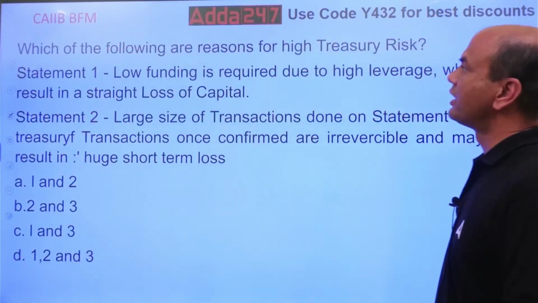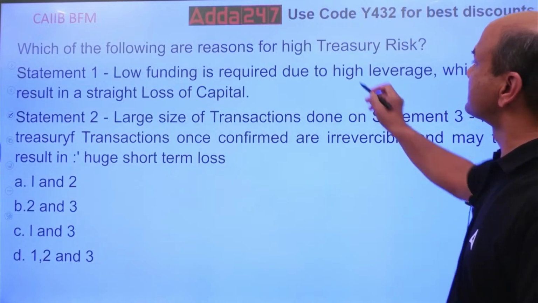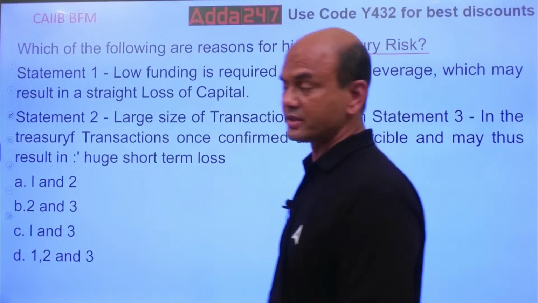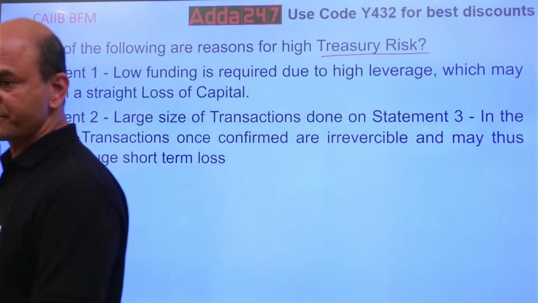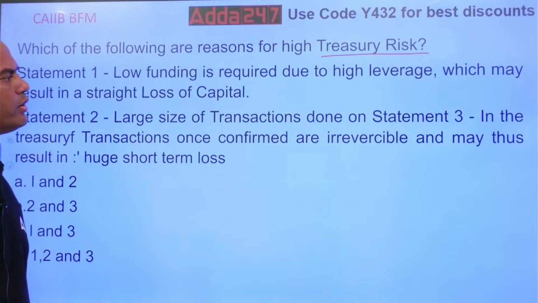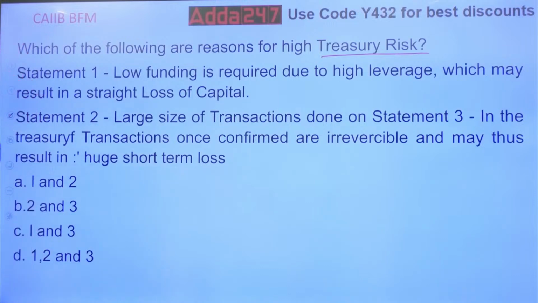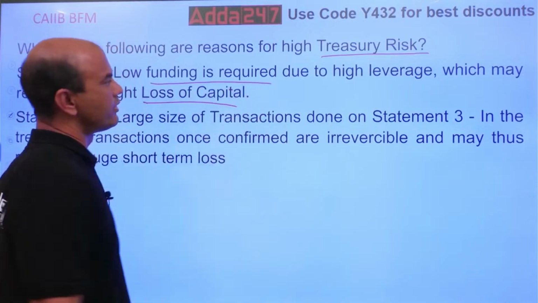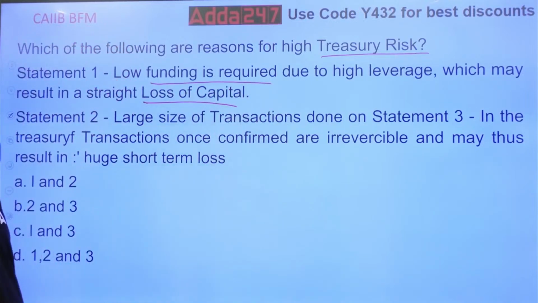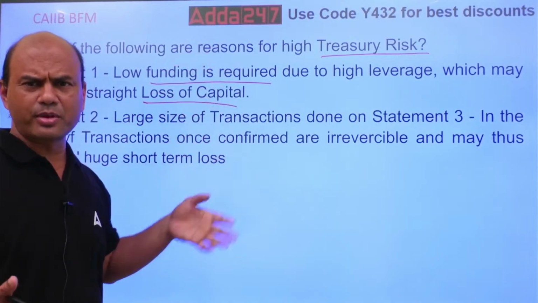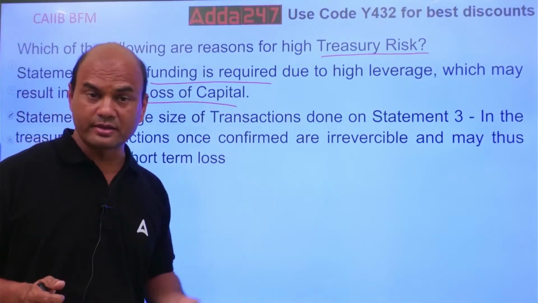Which of the following are the reasons for high treasury risk? Read the statements. Statement 1: Low funding is required due to high leverage, which may result in straight loss of capital. Now, reasons of high treasury risk. Low funding is required. Is this a problem? It's a good sign.